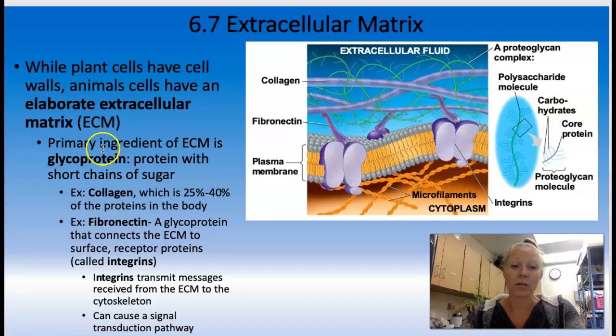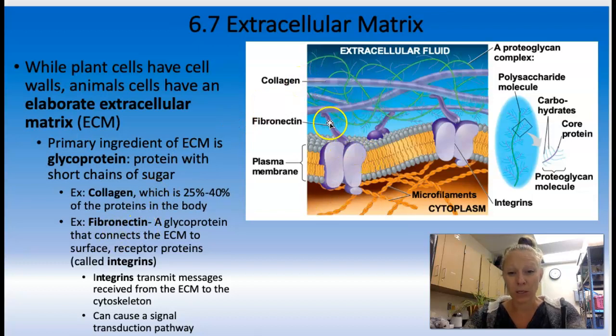The primary ingredient is glycoprotein, or glycoproteins. There are a couple of them. If we break down that word, glyco meaning sugar and protein meaning protein, these are proteins with sugars. The first glycoprotein that we're going to talk about is collagen. This makes up 25 to 40% of your body, so it is very prevalent. It is these long strands right here that you can see, and they exist all on the outside of your cells in that extracellular matrix. The next is fibronectin.